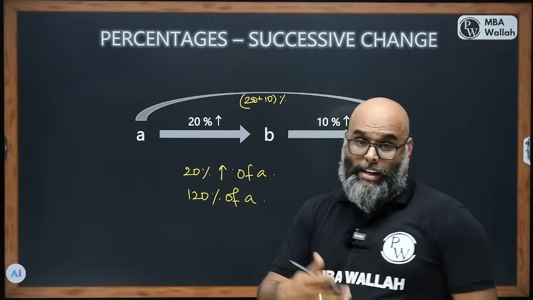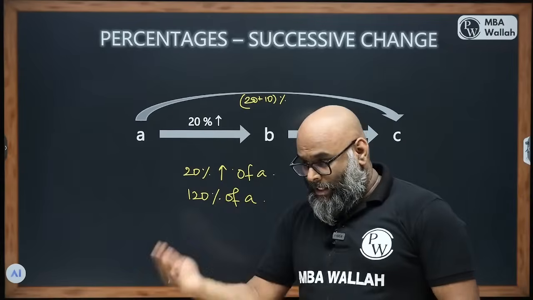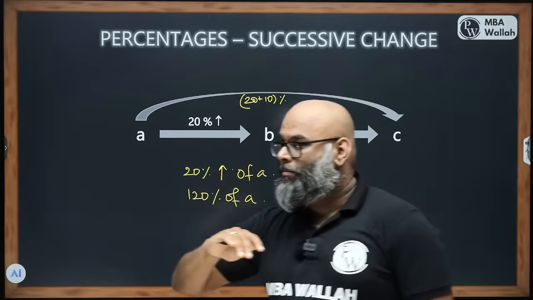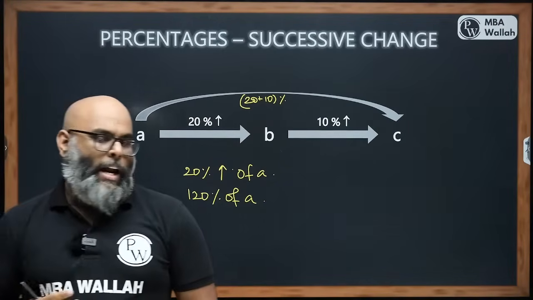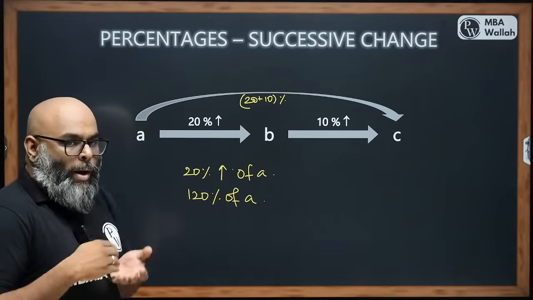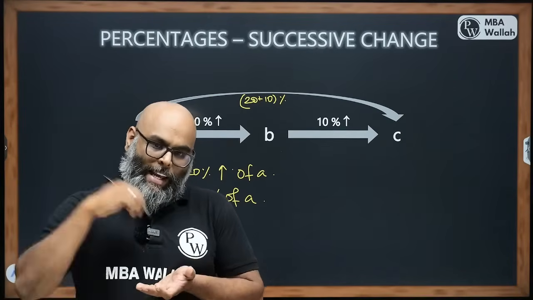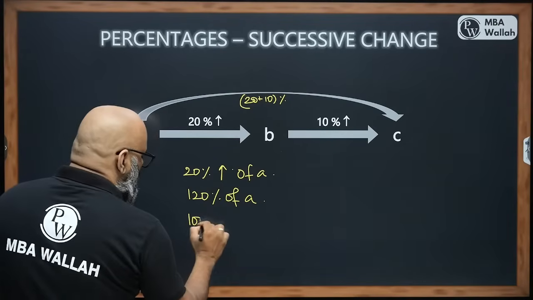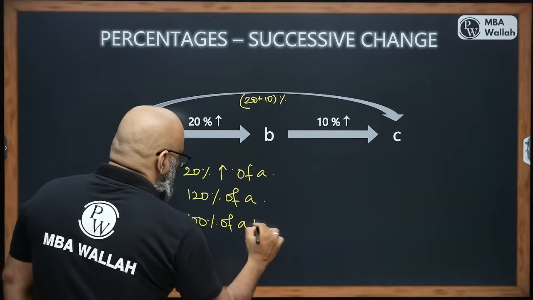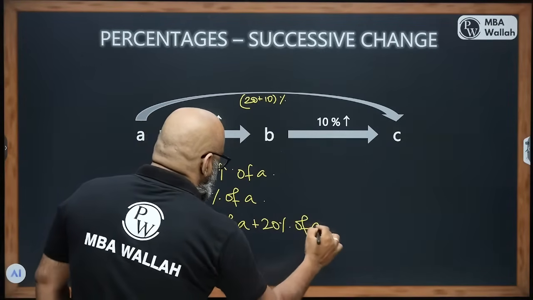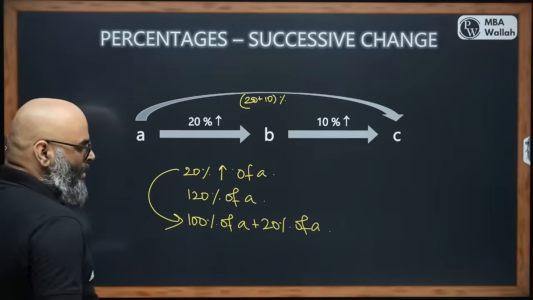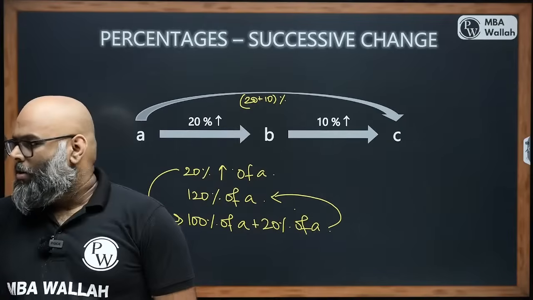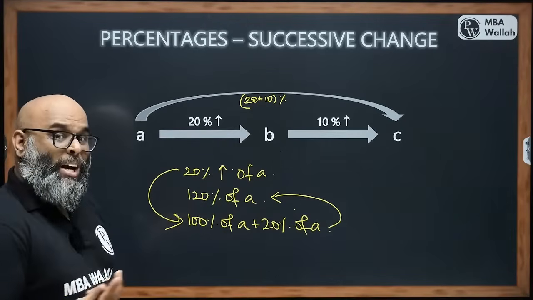20% increase in A, instead of saying that's a 20% increase, can we call it 120 percentage of A? If you have a question in your head, why is it 120% of A? That's a 20% increase in A, which means there is A, then there is 20% increase in A. So can I write this as 100 percentage of A plus 20 percentage of A? From here I am going here. That's all. Got it?